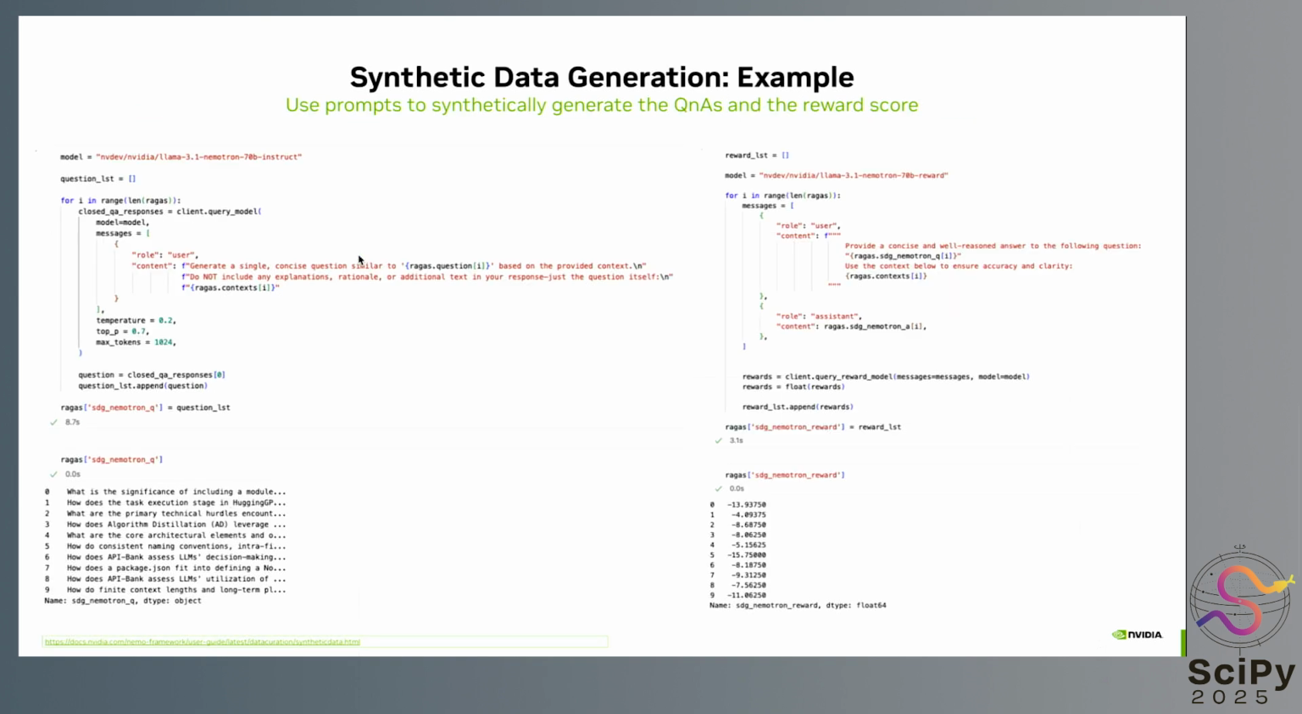I'm providing one example that uses prompts to synthetically generate questions and answers, and reward scores, on the Jupyter notebook. As you can see on the left-hand side, I'm using the 70B instruct model to synthetically generate some questions. And on the right-hand side, I'm using the 70B reward model to calculate the reward score for the questions I just generated. And you can add your own normalization functions to normalize those single scalar scores.